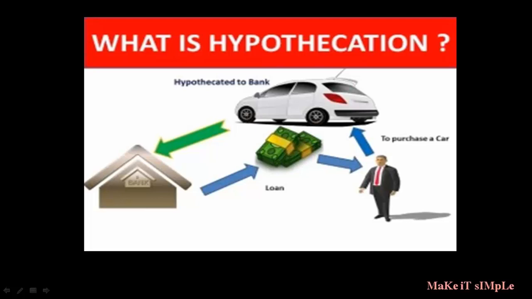Suppose in the middle, before completely paying the amount, you stop paying the loan to the bank. Now the bank has control over the vehicle which you have bought under this hypothecation. Here we have taken the example of a car. So the bank will sell that car and recover the remaining money which you have to pay as a loan. That is in the case of hypothecation. This hypothecation is mainly for vehicle loans.